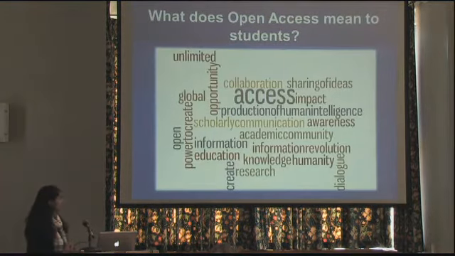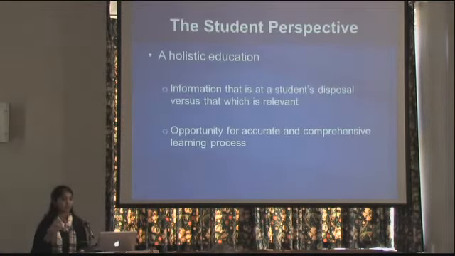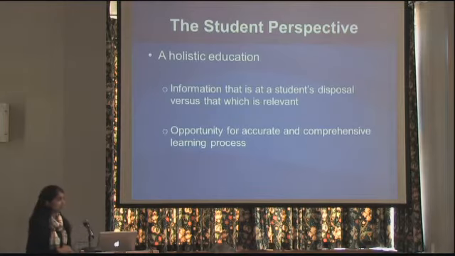So what does open access mean to students? Open access means the sharing of ideas. It means collaboration. It means communication with the academic community. It includes the power to create. It includes a global context, not just the UBC community. It includes education, information, and being part of this new information revolution. So open access really provides students a holistic education.